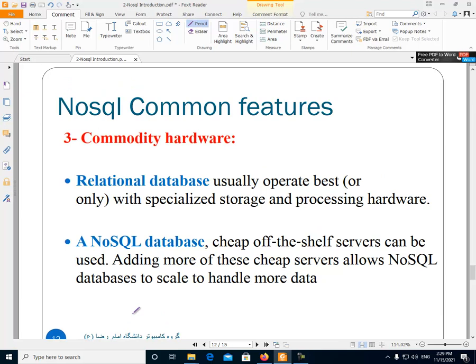One other feature of the NoSQL database is commodity hardware. Commodity hardware means that the NoSQL database can be deployed and installed on very simple hardware. We don't need very advanced hardware. In the relational database, we need advanced hardware. But in the NoSQL database, we can use any computer and add it to our servers. This is very important.